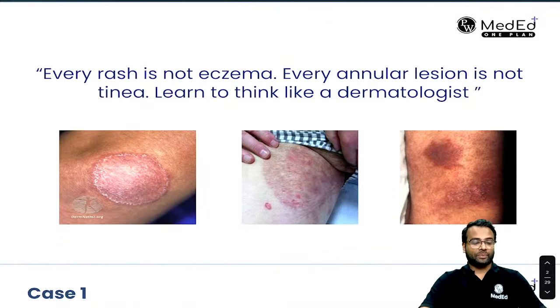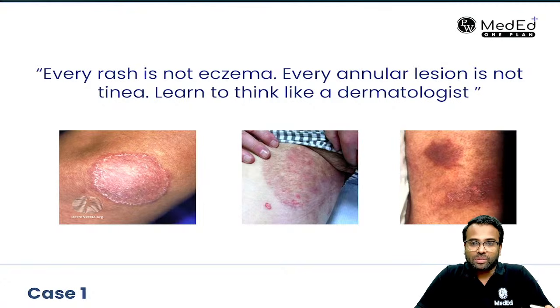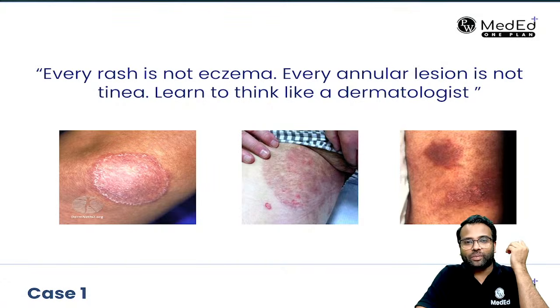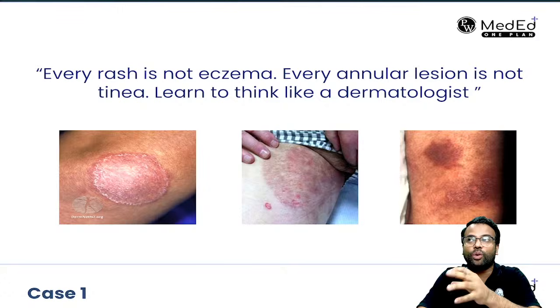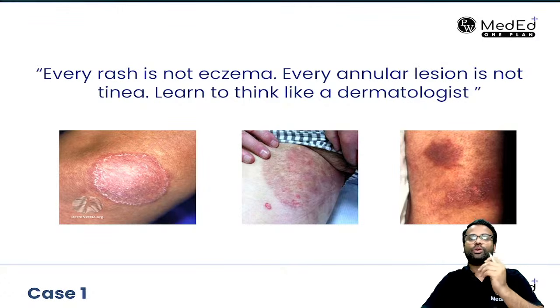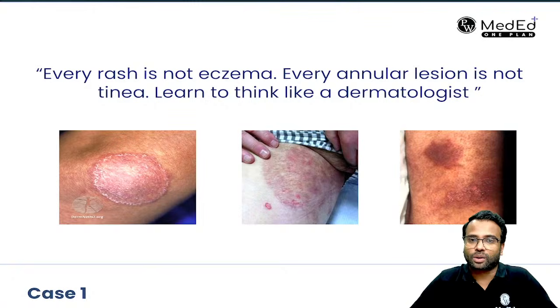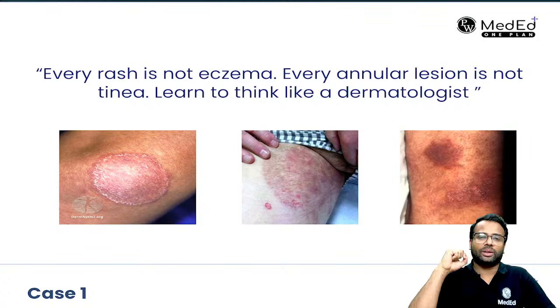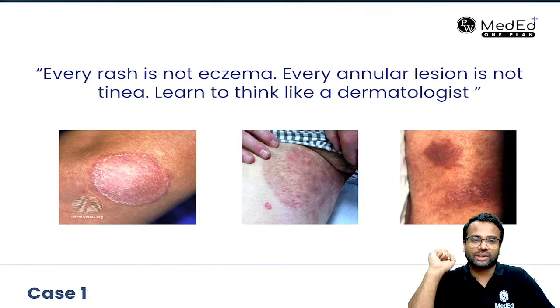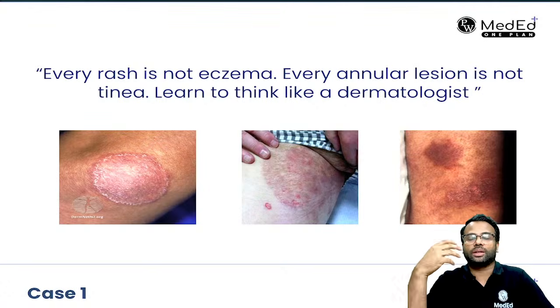Now you can see that every rash is not eczema, and every annular lesion is not tinea. Learn to think like a dermatologist, because once you go to a skin OPD, I'm sure you will be seeing a lot of cases, and every time you see a case, it's very important how you recognize these patterns, right? If you don't have any idea, you may tell yourself, here is a patient with an annular, round lesion, isn't it? But not every round lesion is going to be a ringworm infection, right? It can sometimes be tinea, sometimes psoriasis, sometimes eczema or any other disease.